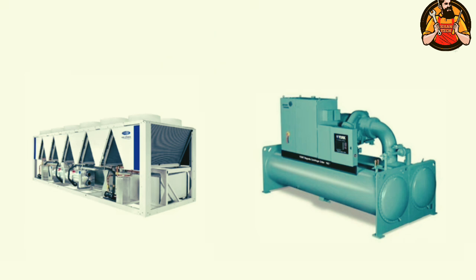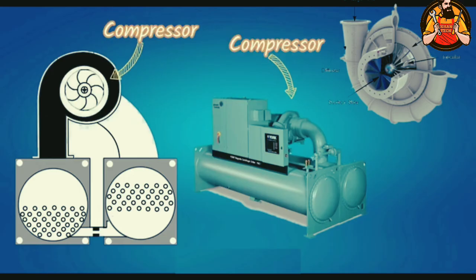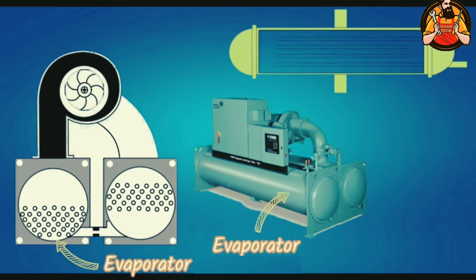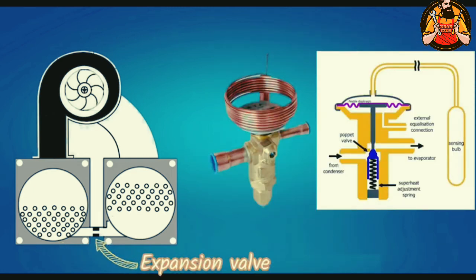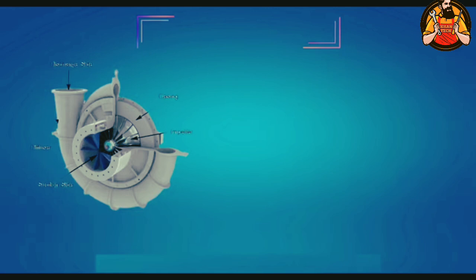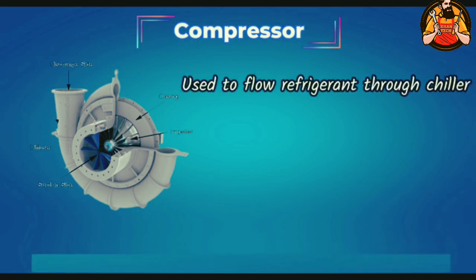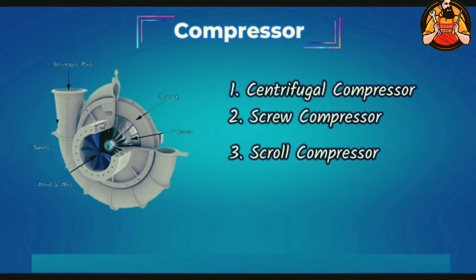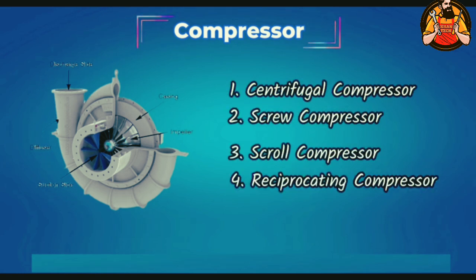Now, let's see the main components of the chiller. Compressor, condenser, evaporator, and expansion valve. Compressor. Compressor is an important component in the chiller. This is used to make the refrigerant flow throughout the chiller. Commonly, there are four types of compressors. They are centrifugal compressor, screw compressor, scroll compressor, and reciprocating compressor.